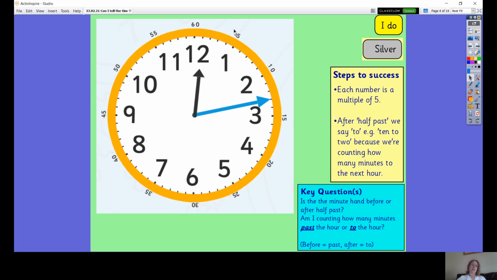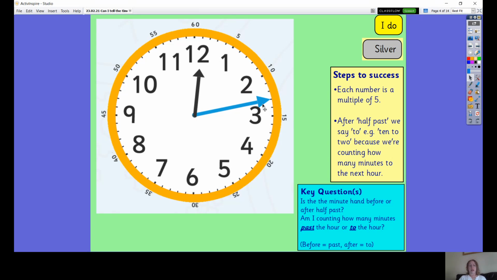And if you can see, remember we said we count in 5s when we go around the edge, so we've got the 5s around the outside, like 5, 10, 15, 20 and so on. And then these little lines in between are all the individual minutes. So if we start on 12 and we count 1, 2, 3, 4, 5, we can see that there are 5 minutes in between the 12 and the 1. And that's why we count round the clock in our jumps of 5.